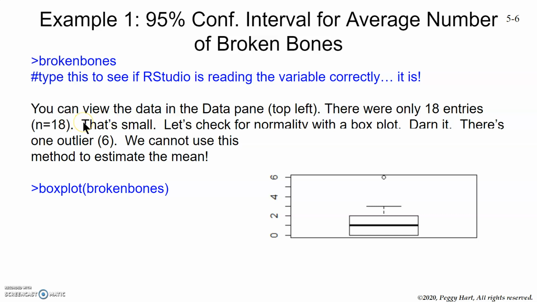You can view the data up in that upper pane. You can scroll through it and you can see that there's only 18 entries, n equals 18. That's small. So we're going to check for normality with a box plot. And darn it, there's one outlier. So when you do the box plot on broken bones, you'll see an outlier. Somebody has had 6 broken bones. We cannot use this method to estimate the mean. So we would not be able to estimate the average number of broken bones for this data set.